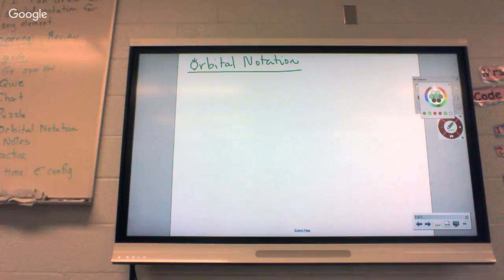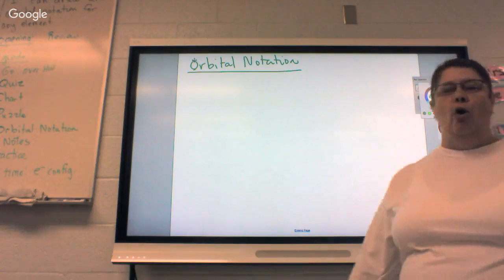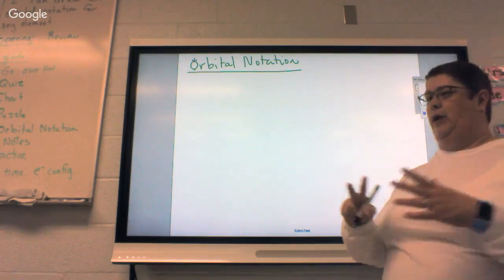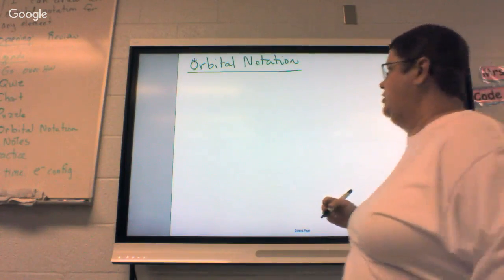Now, it's not like we're going to draw pictures of little animals or anything. Orbital notations are the beginning of what's commonly referred to as an electron configuration.